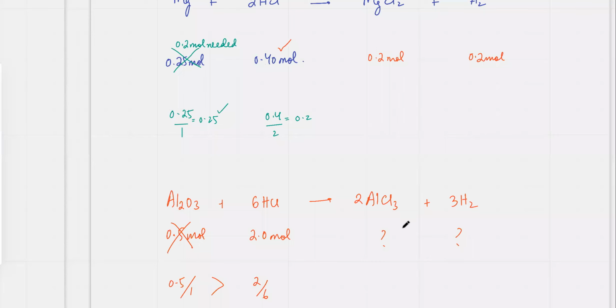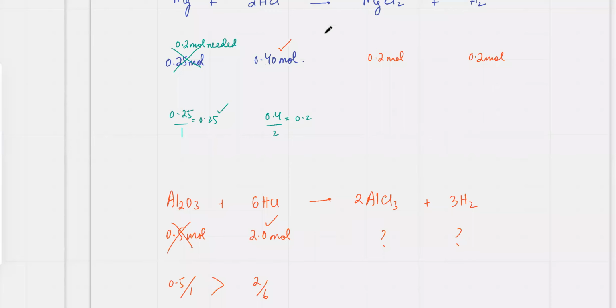So if I were to find AlCl3 moles, I'm going to use these moles. If I were to find H2 moles, I'm going to use these moles. So is this clear to everyone? Any questions about this? Mahad, Maz, Oswa, all clear? Yes, sir. Clear. Okay.